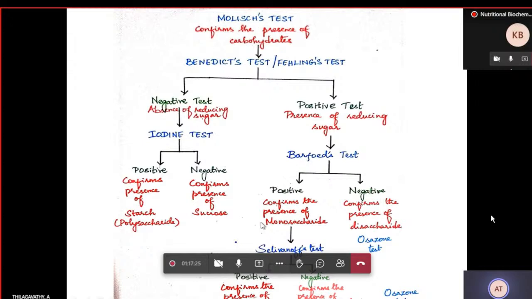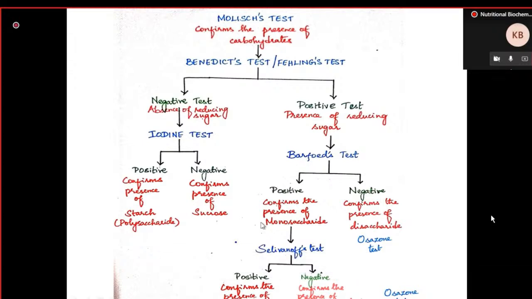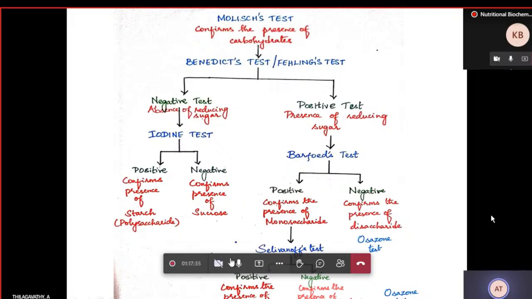Okay, what is the positive result for Molisch test? A ring will form, ma'am. A violet ring. Violet or brown ring. So positive means carbohydrate is present. Now your aim is to find out which carbohydrate. So first do Molisch test. Ring is formed, confirms the presence of carbohydrates.